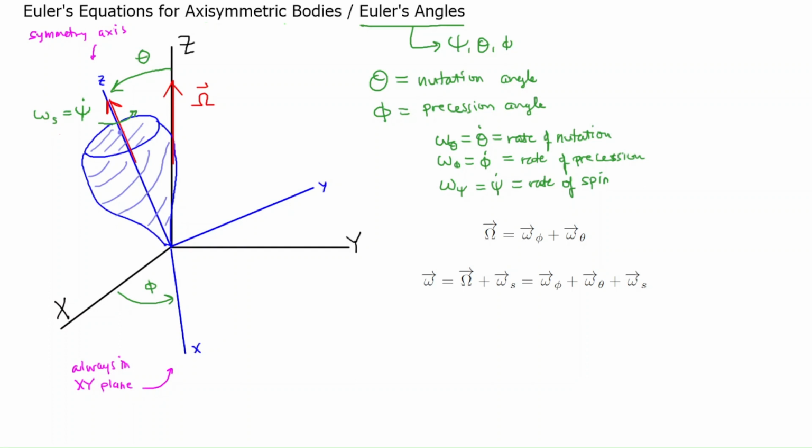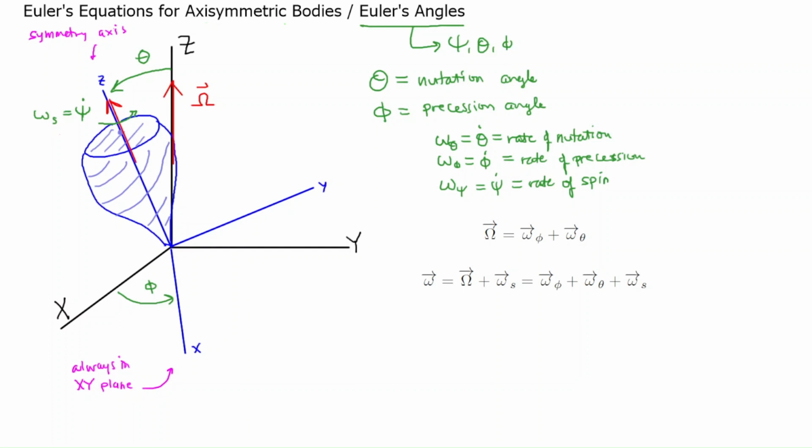Now we're also going to insist that the lowercase x-axis does not need to coincide with any particular other axis, but it's always going to be in the capital XY plane. It's going to rotate around that horizontal plane. What this means is that the lowercase y direction just is what it is. So theta is the angle by which little z rotates away from capital Z. That's called the nutation angle.